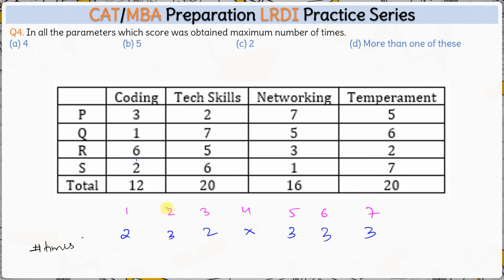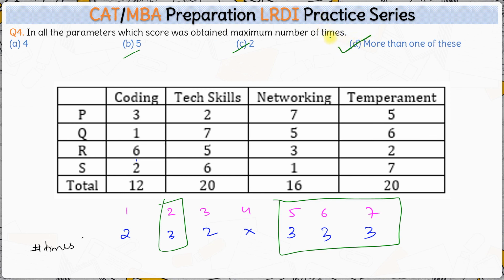So if you look at this now, 2, 5, 6, and 7, all of them occur thrice. So in all the parameters, which score was obtained maximum number of times, you have 5 and 2 occurring thrice each. Maximum number of times is thrice, and scores of 2, 5, 6, and 7 occur thrice. So 5 and 2 occur the maximum number of times of the options given here. Okay, that's it for this set. Thank you.